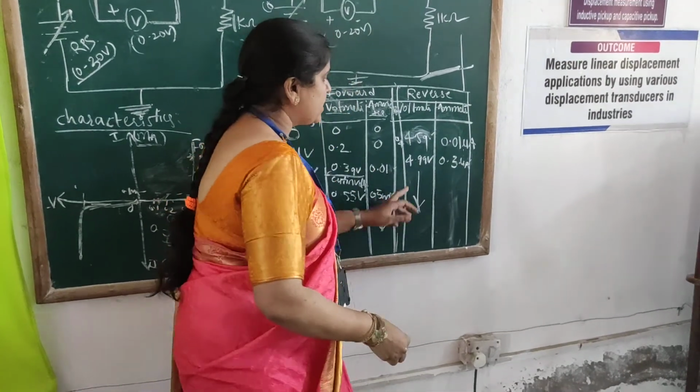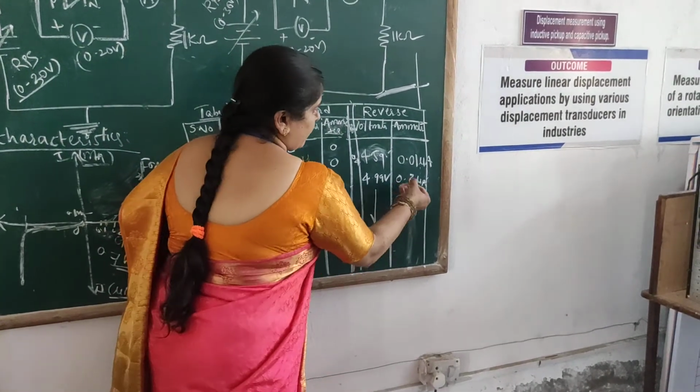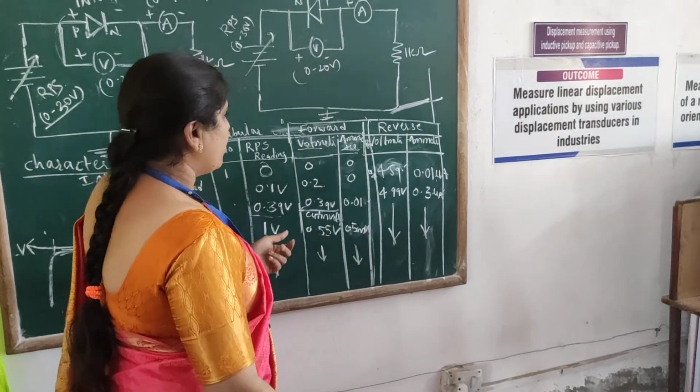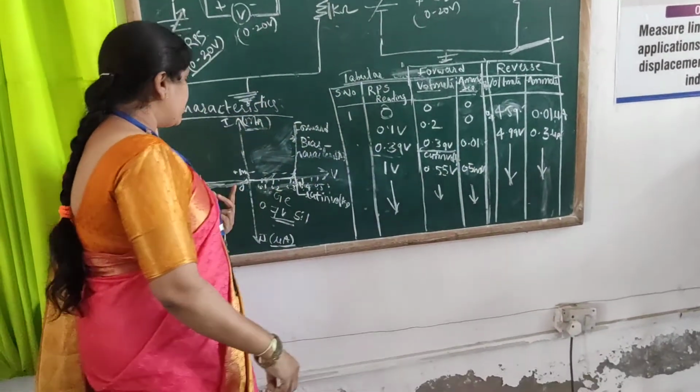When we are increasing this voltmeter value, the current is also increased like this. By using these two values, you can draw the graph.